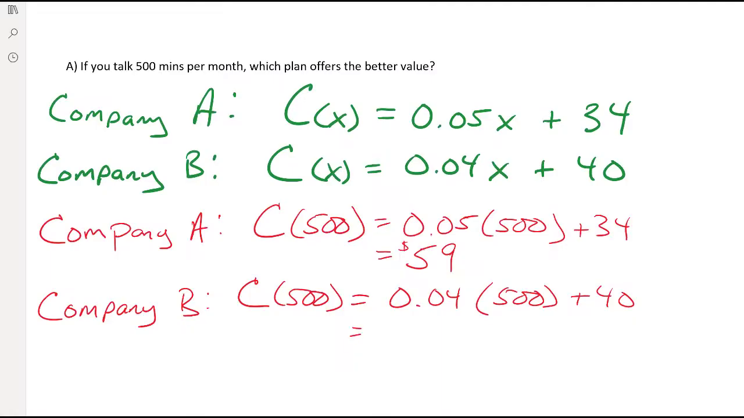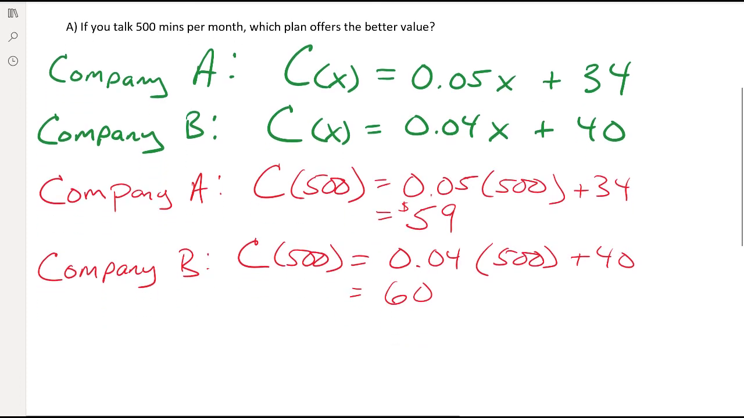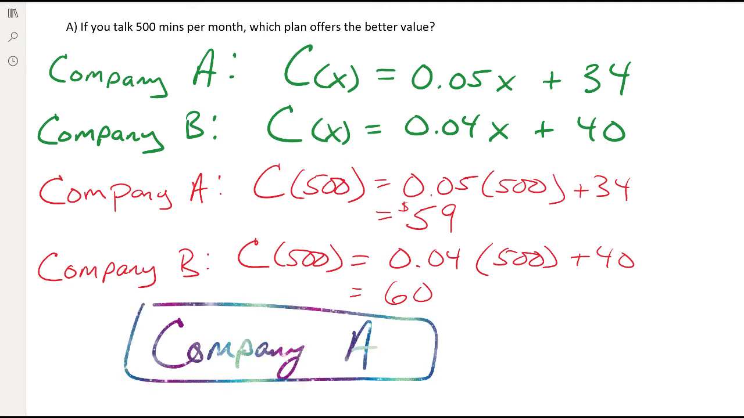So if we know that we talk 500 minutes a month, for us, the better option will be Company A. So which plan offers a better value? The answer is Company A.